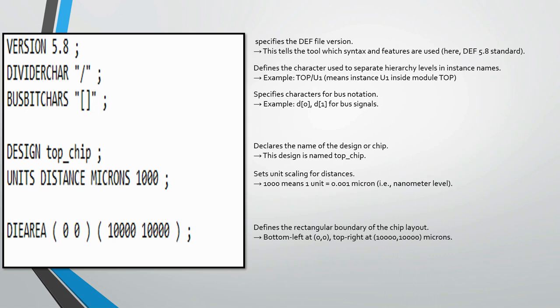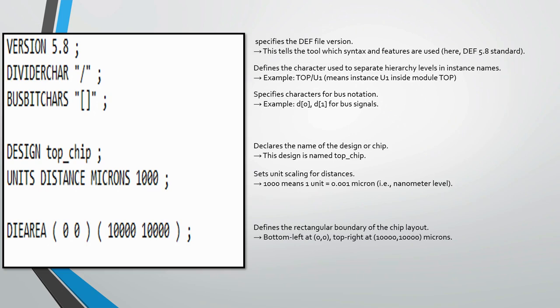component. Firstly, I am explaining the file header and design definition section. The DEF file begins with header information including the version, example 5.8, divider char, example /, and bus bit chars, example bus notation, which defines syntax and hierarchy conventions. The design statement names the chip, example top_chip, and units distance microns sets the scaling for all coordinates, example 1000 units per micron, indicating nanometer-level precision.